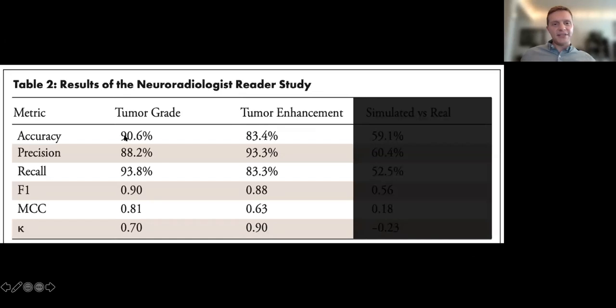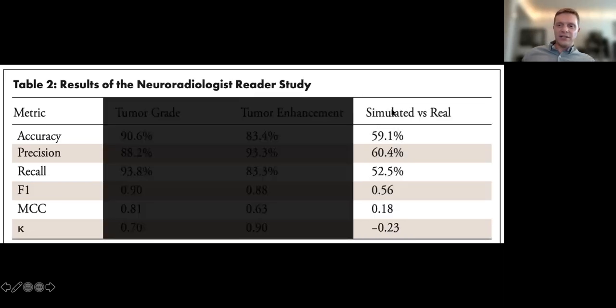So here's some of the results of that study. You can see for the first two questions, for tumor grade and tumor enhancement, accuracy, precision, recall, all sort of in the 80 to 90% range. And the Cohen's kappa for interrater variability was very high for both of these also. That's in contrast to the final question, whether these were simulated or real images, where accuracy and precision and recall were sort of in the 50 to 60% range, and there was very poor interrater variability.